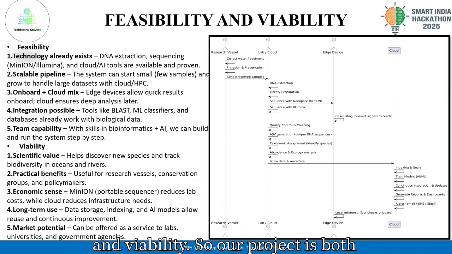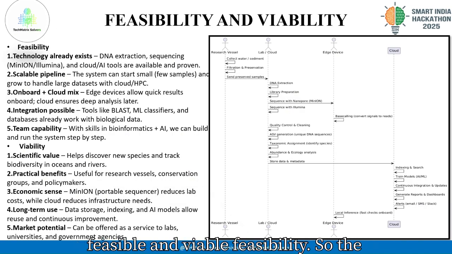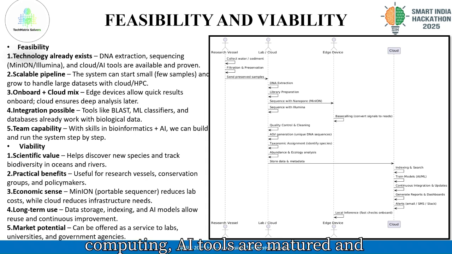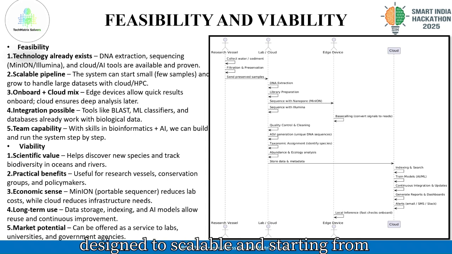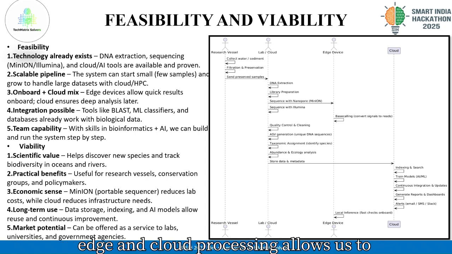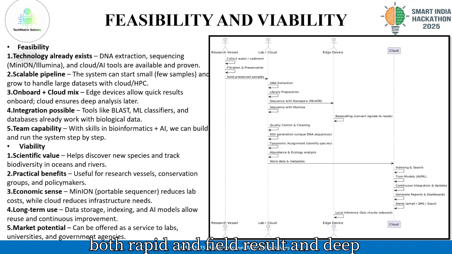Then feasibility and viability. Our project is both feasible and viable. Feasibility: the core technologies, the sequencer, cloud computing, and AI tools, are mature and readily available. Our pipeline is designed to be scalable, starting small and growing as needed. The combination of edge and cloud processing allows us to get both rapid field results and deep analysis.